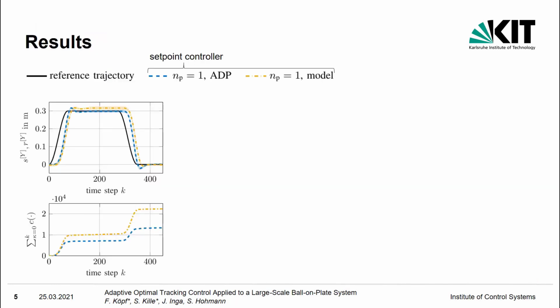On the left, the resulting tracking performance of two setpoint controllers can be seen. In yellow, the model-based controller is shown, whereas the learned ADP-based controller is given in blue. In the top row, the trajectories are given. The bottom row shows the resulting cost.